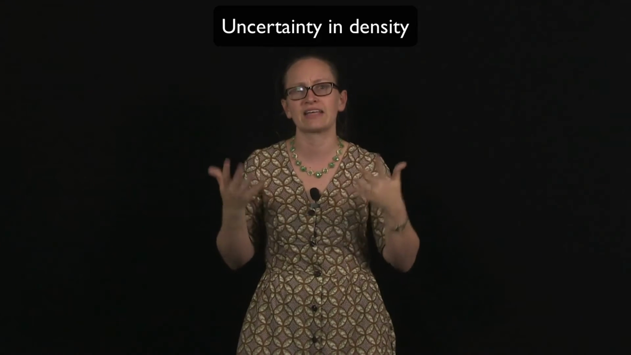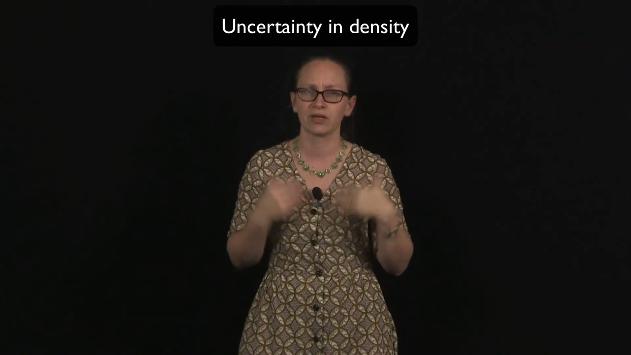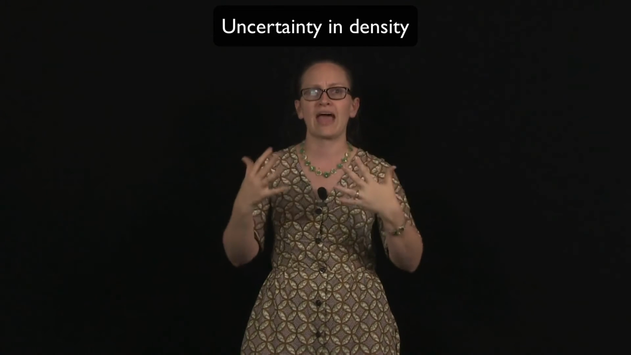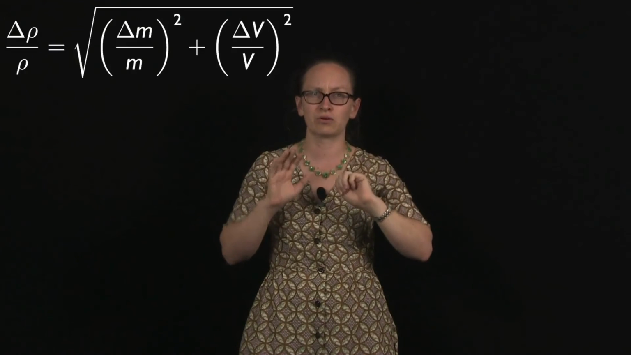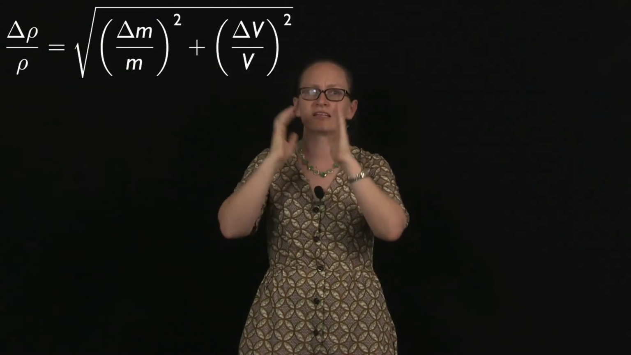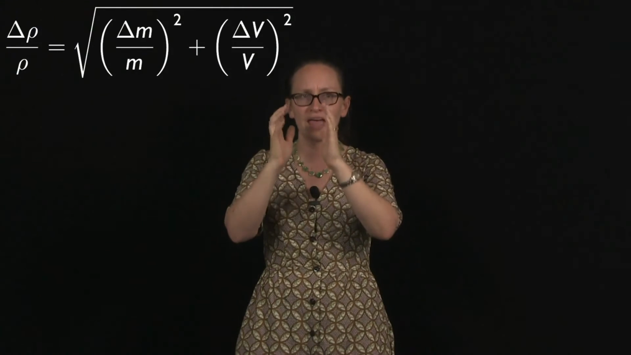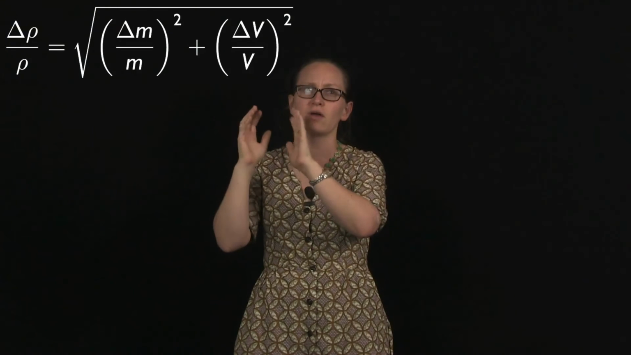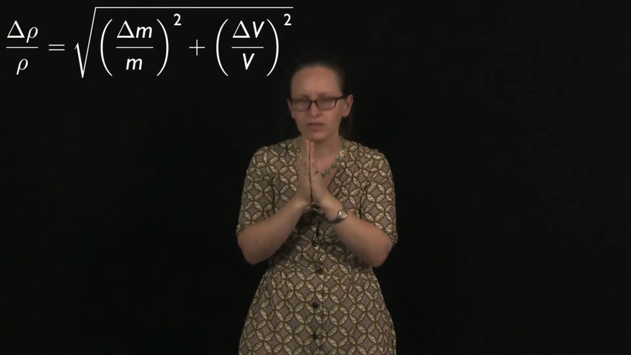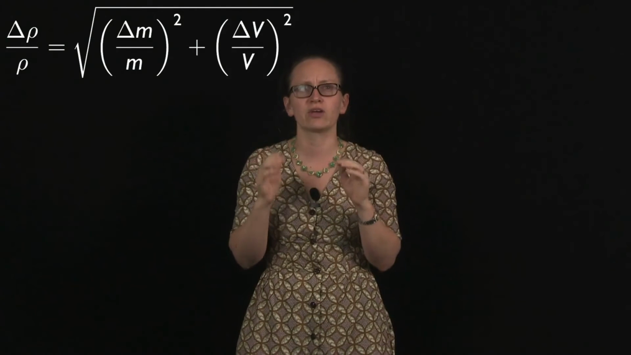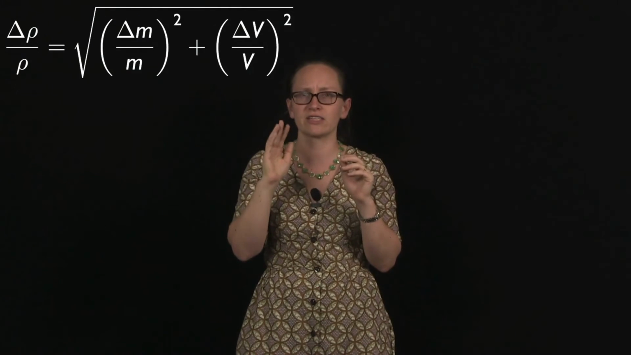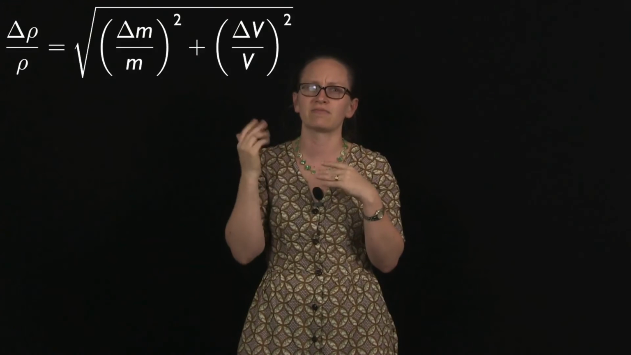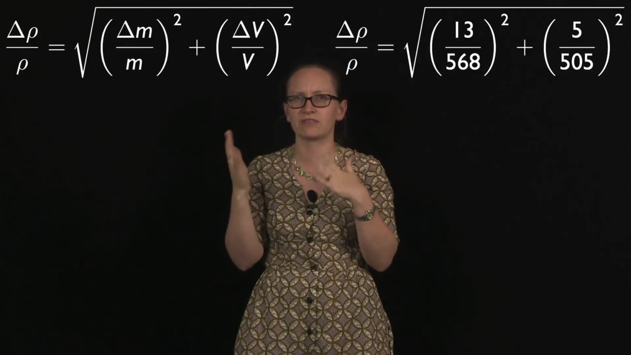Now we need to calculate the uncertainty in this density. In order to do this, we add the percentage errors in quadrature. So the uncertainty in rho on rho is equal to the square root of the uncertainty in m on m, all squared, plus the uncertainty in the volume over the volume, all squared. So this is equal to the square root of (13 over 568) squared plus (5 over 505) squared.